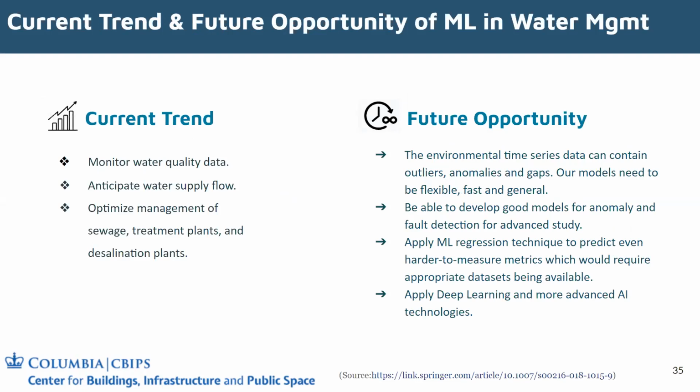So, for the current trend and future opportunity of machine learning: machine learning is currently being used to monitor water quality data, anticipate water supply flow, and optimize management of sewage treatment plants and desalination plants.